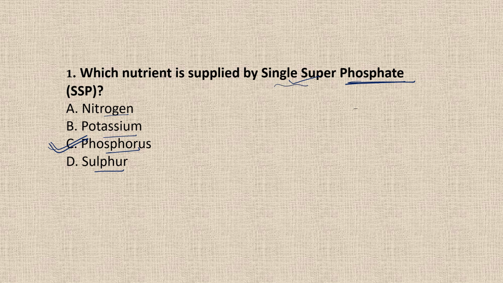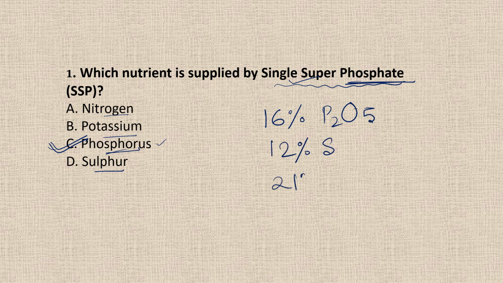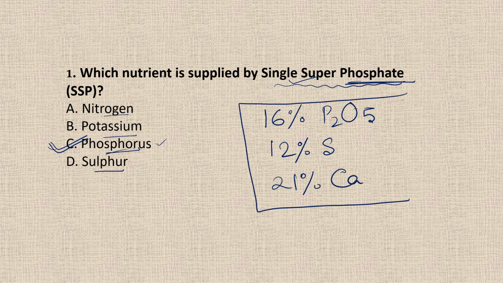But you must know what nutrients single super phosphate provides other than phosphorus and how much phosphorus it contains. So SSP contains 16% of P2O5, that is phosphate. It contains 12% of sulfur and it also contains 21% of calcium. So this is very important for you to remember. Option number C is the right answer.